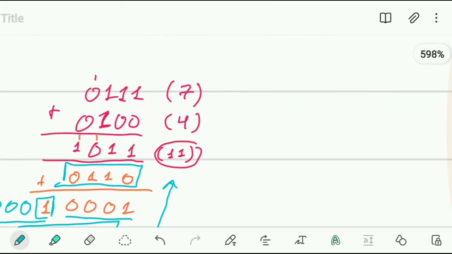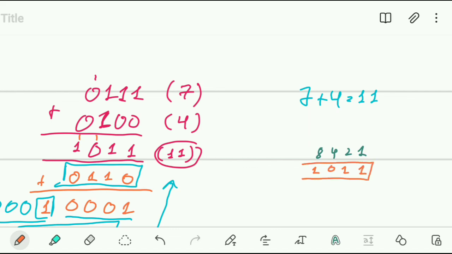Or we could just do it directly, like 7 plus 4 is 11, and then try to find the binary formation of this. So 1 2 4 8, so this is going to be, okay, 1 9 10 11. Okay, yeah, so this is the binary representation of this.